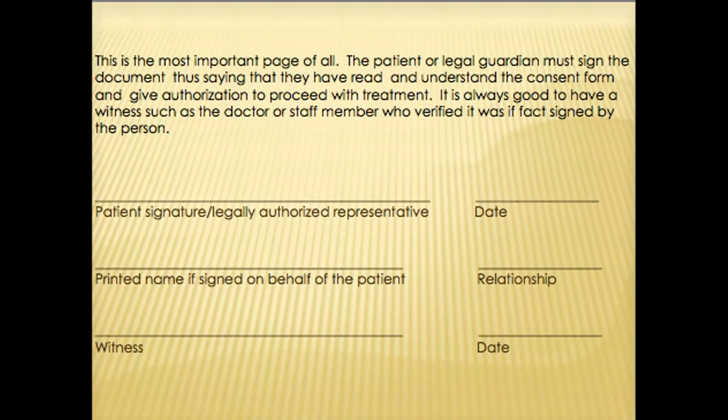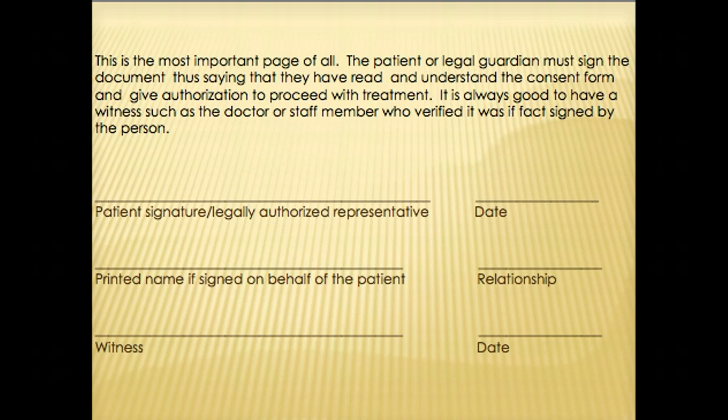Now, the last page or section is the most important of all. This is where the patient or the legal guardian must sign the document, thus stating that they have read and understood the consent form and have given authorization to proceed with this particular treatment. It is always good to have a witness, such as a doctor or staff member, who has verified it was in fact signed by the person responsible for this procedure, whether it be the patient or a legal authorized guardian, if the patient is underage.